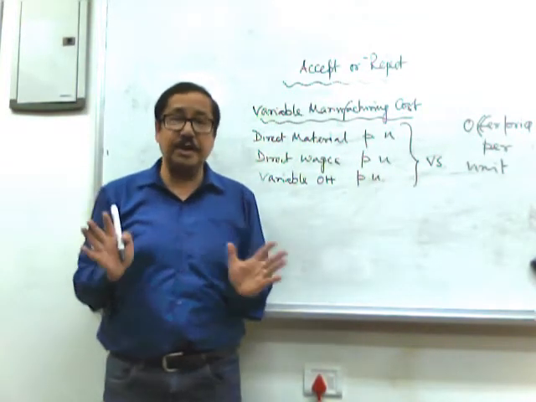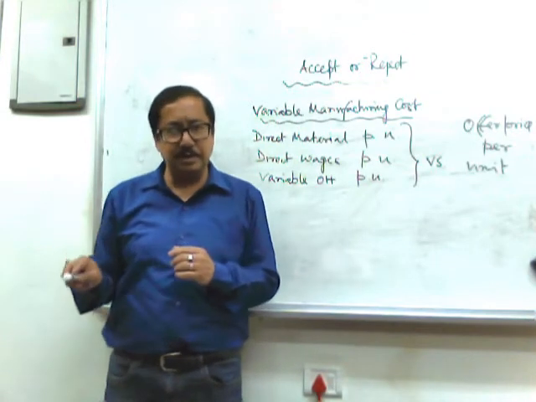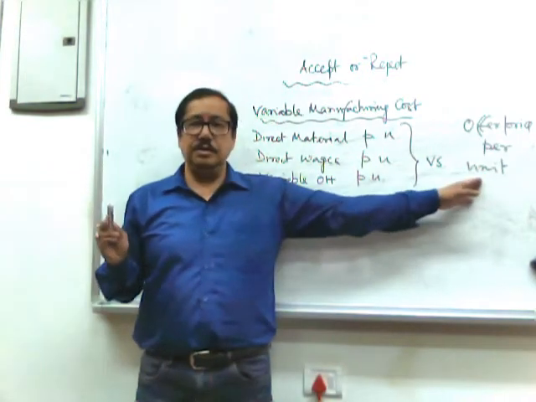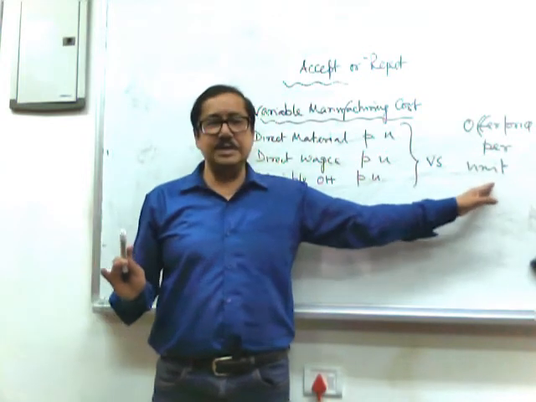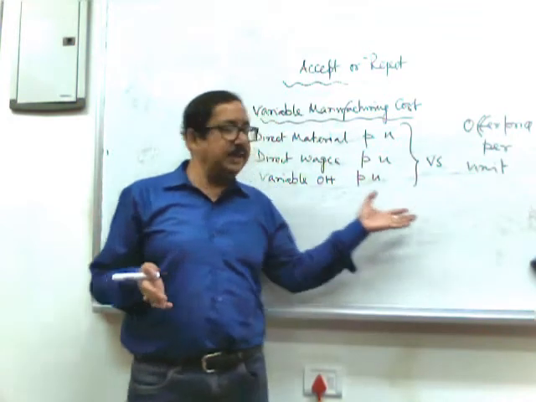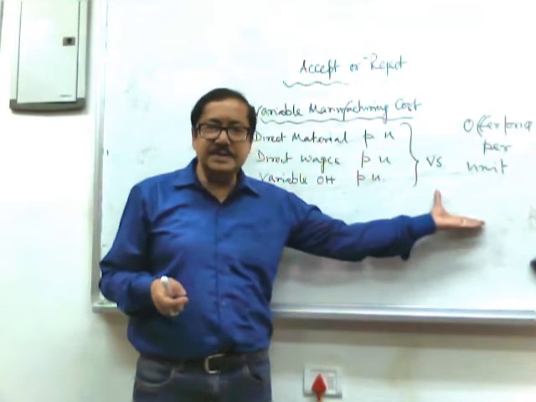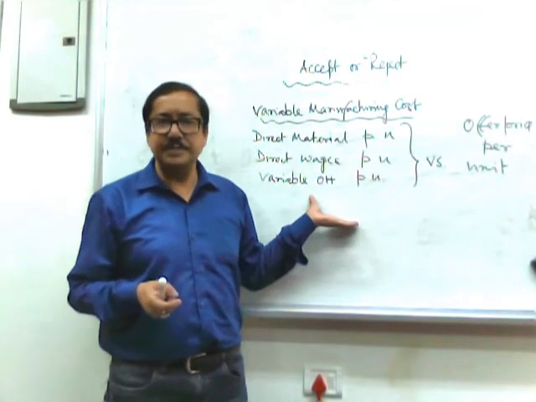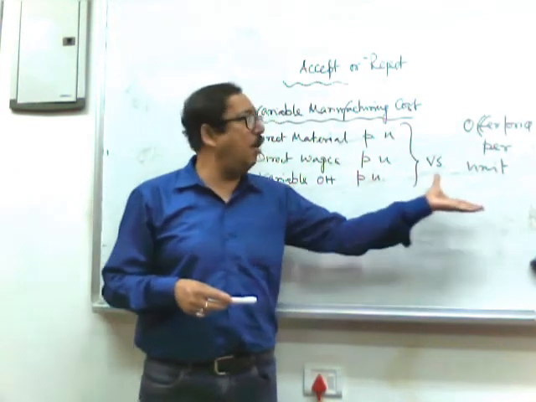Here we are not at all concerned about how much we are getting from the local market and how much we'll be getting from the foreign market. We are not comparing that at all. We may be getting say 150 from the local market, but we will be comparing these two things. That is, whether the offer price is sufficient to cover our variable cost. That means whether the variable manufacturing cost is more or the offer price is more.